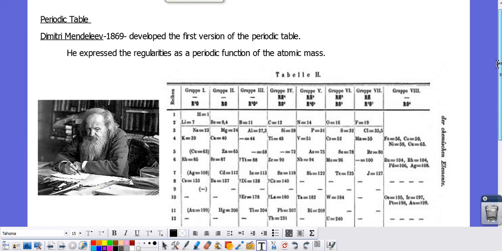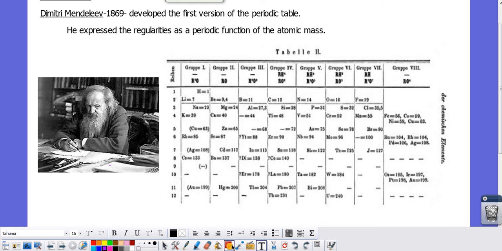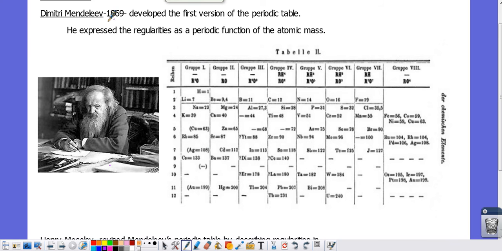New stuff. So a little bit of history again. We've got a lot of history here and there. Dmitri Mendeleev, that's this guy here. That's a fabulous beard. Hashtag beard goals.